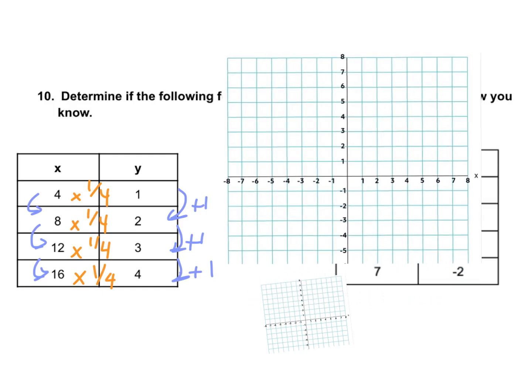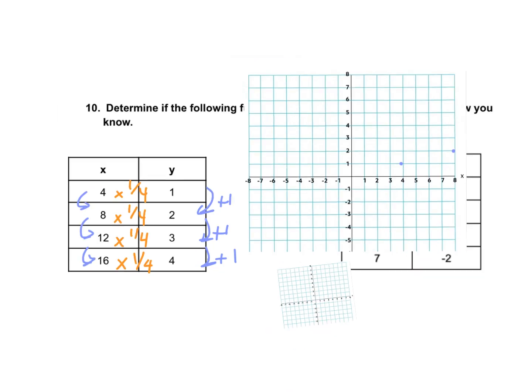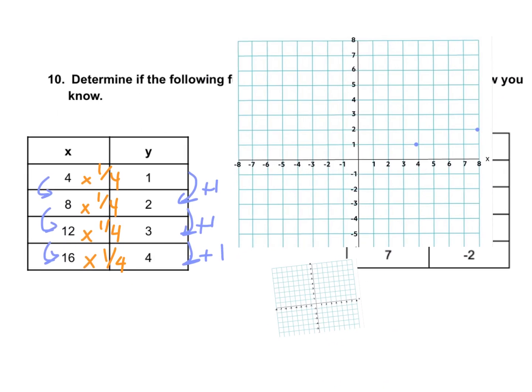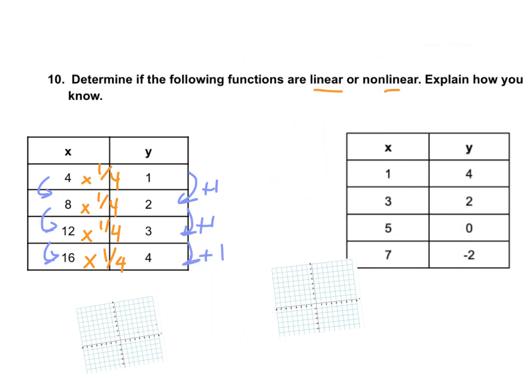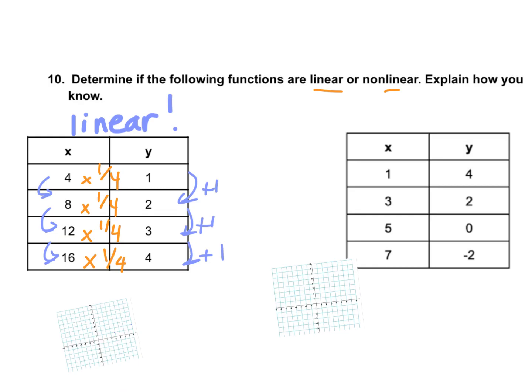So I could plot these. I could treat them as ordered pairs. Over 4 up 1, over 8 up 2, over to 12 up 3, and this graph doesn't quite go there, but I can just visualize that, and I can see that those would also make a straight line. So that is another strategy. So this one for sure, it's consistent. I see a pattern, and therefore that one is linear.